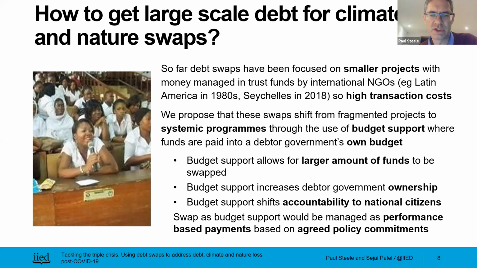First of all, budget support allows for larger amounts of funds to be swapped and therefore lowers transaction costs. Secondly, budget support increases debtor government ownership. And thirdly, budget support shifts accountability to national citizens and away from external NGOs. And the swap as budget support will be managed as performance-based payments based on agreed policy commitments, of which I'll explain more just now.